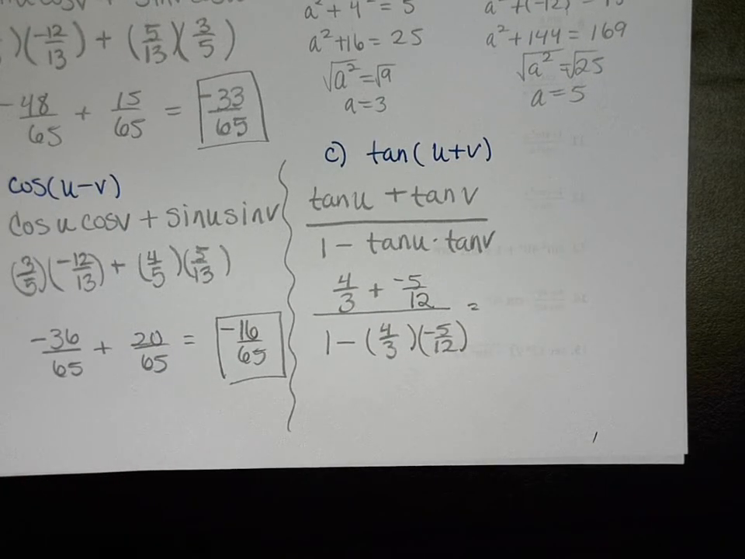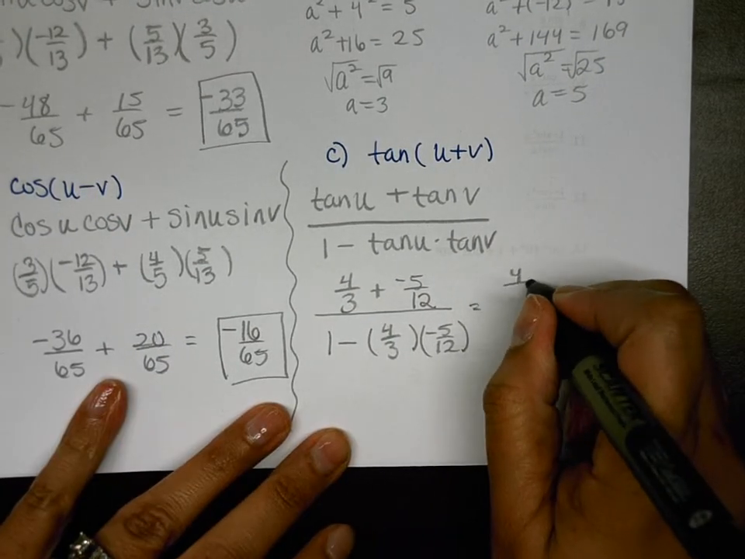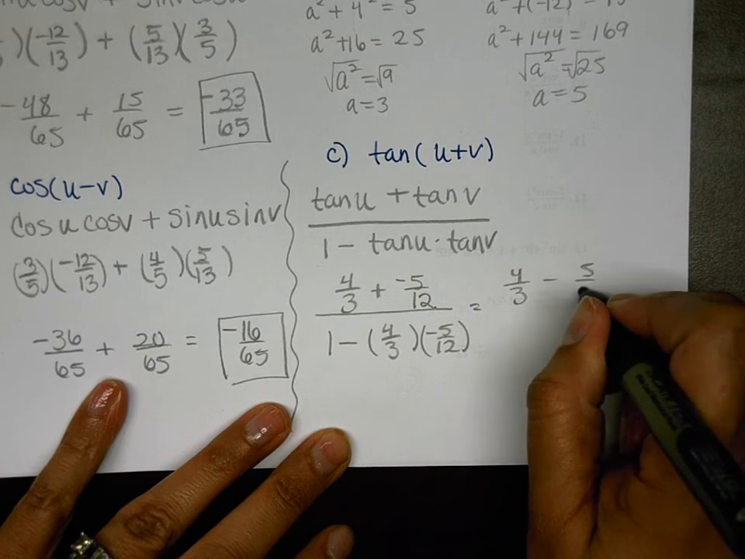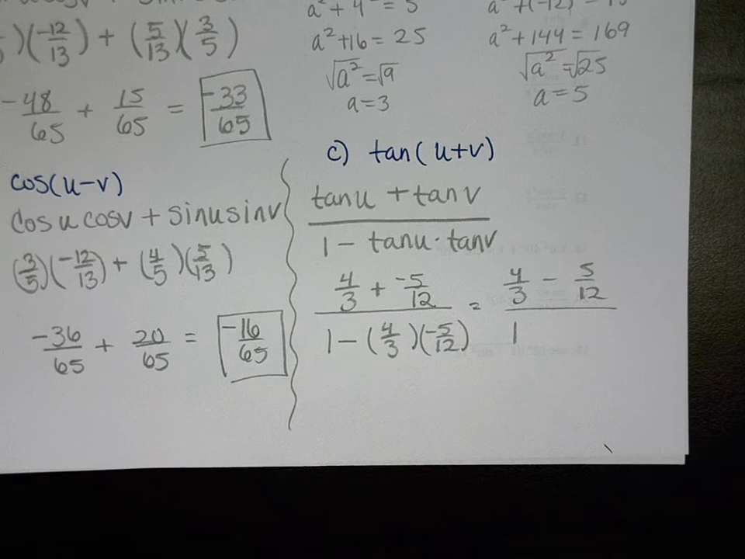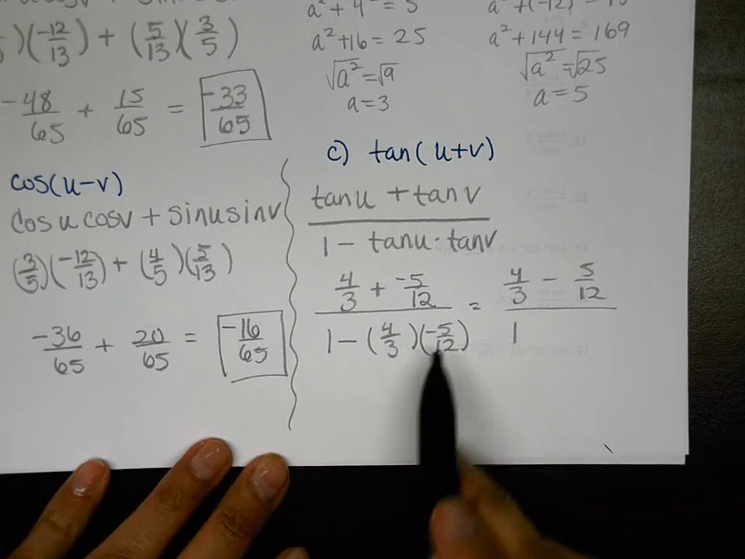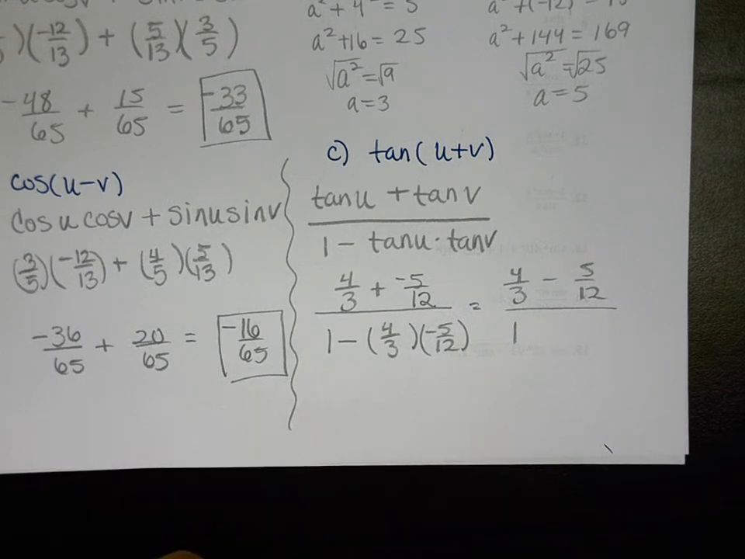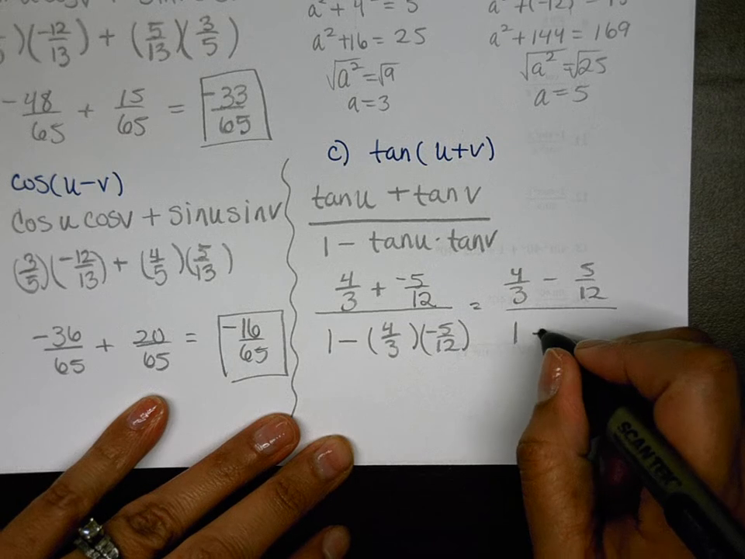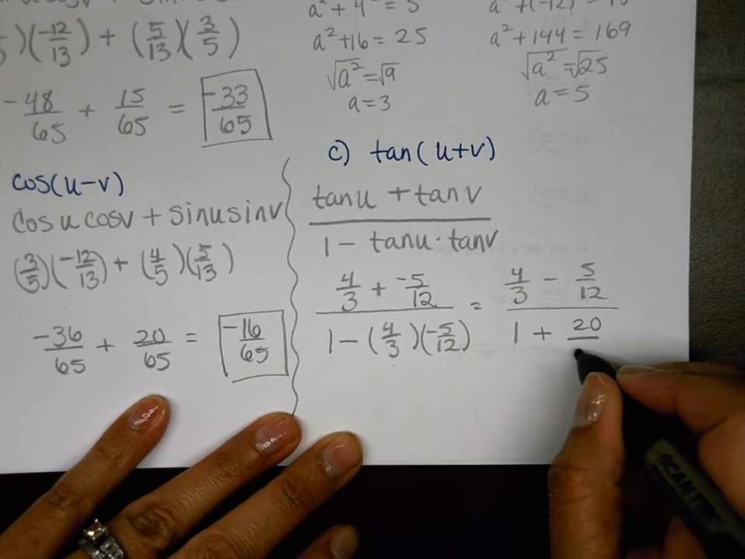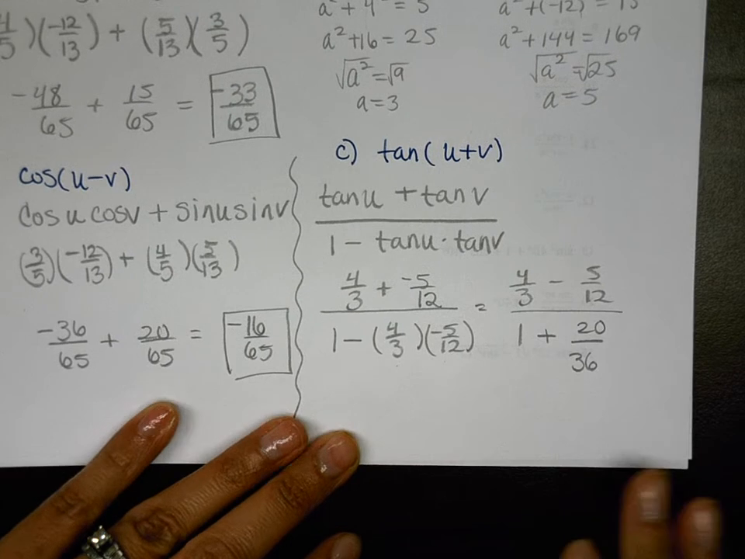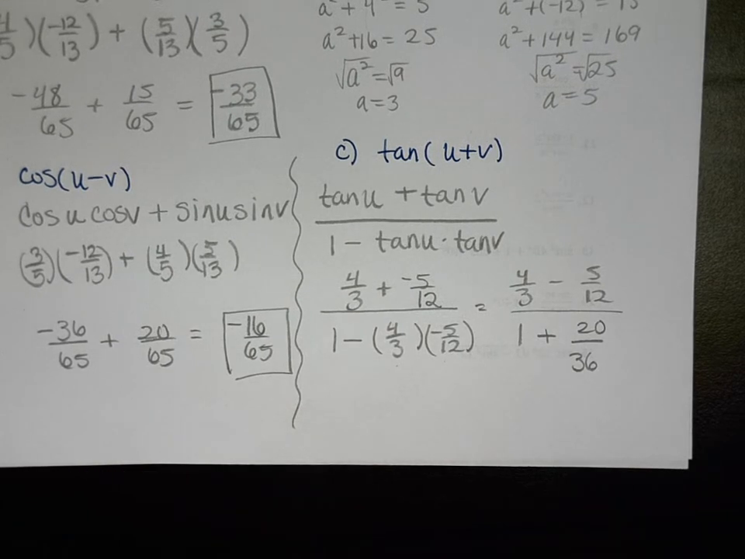So 4/3 times negative 5 over 12. All right, 4/3 minus 5 over 12 all over 1 plus or minus if I have a positive times a negative. That's going to become plus, and then 4 times 5 is 20 over 3 times 12 is 36. So I'm not done, but before I continue, any questions?